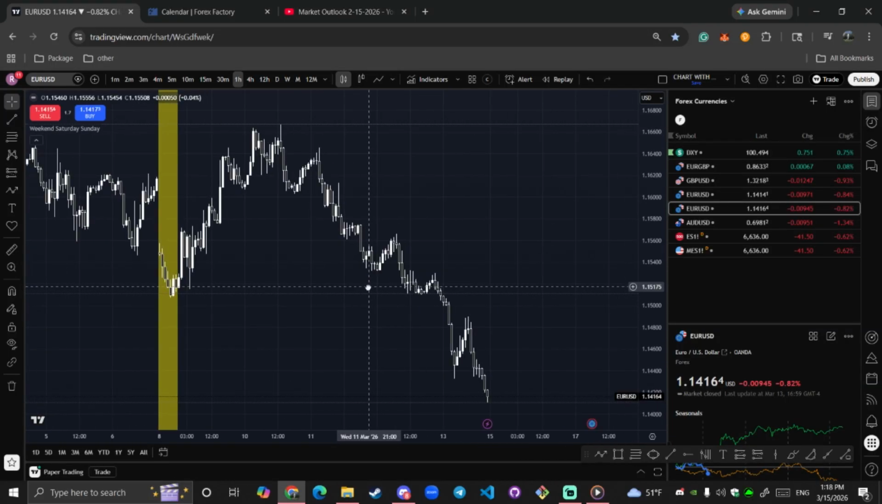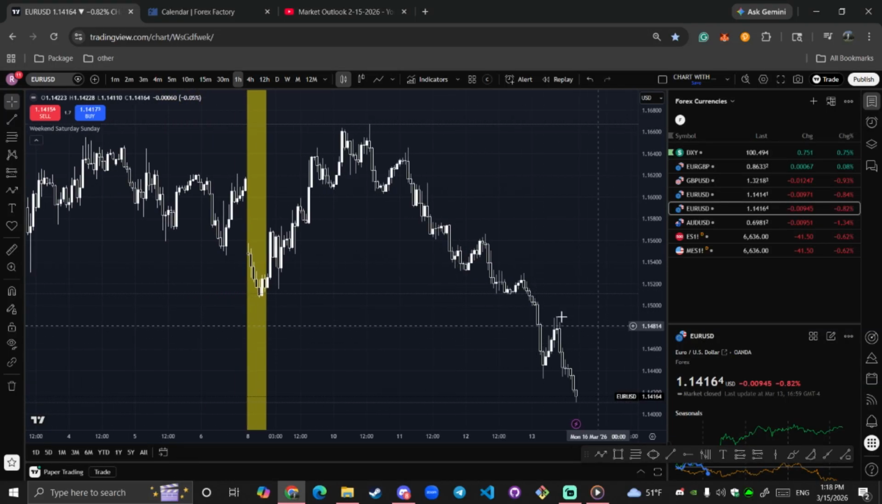Alrighty, so essentially I want to go over my trading strategy and how I trade Euro USD. Essentially what I'm looking for is a New York continuation. So what is the New York session?